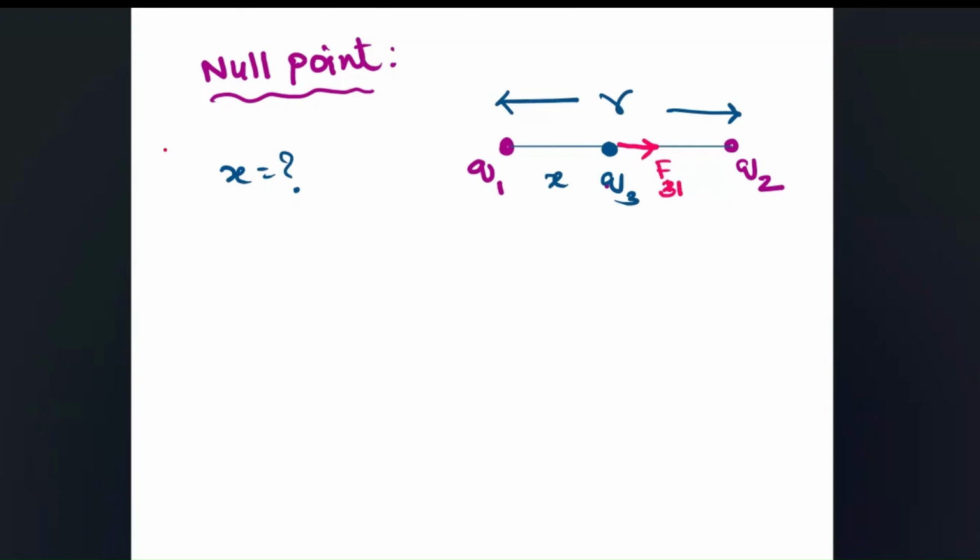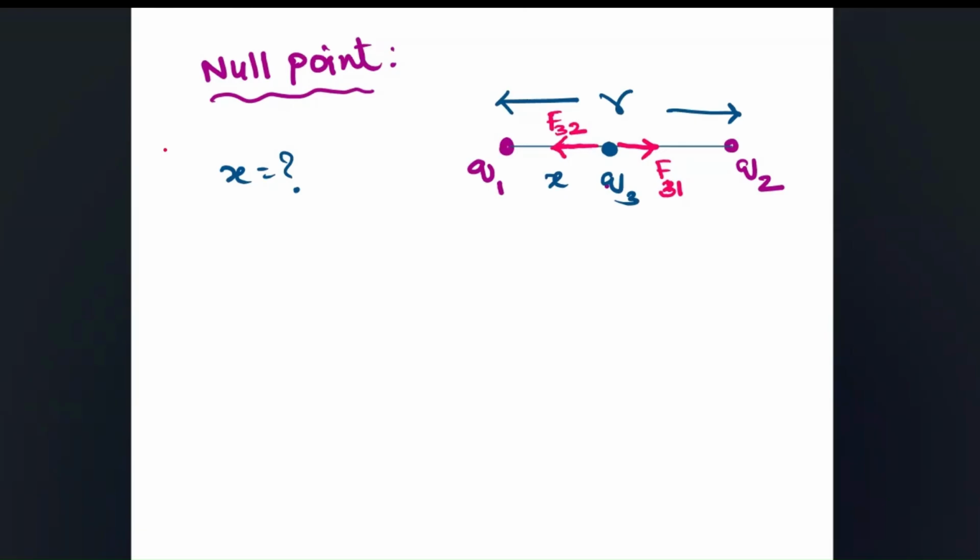The direction of repulsion is in the direction from 1 to 3, the line joining 1 to 3. That is what I drew. Next, what is the force acting due to Q2 on Q3? It is again repulsive because both are positive charges. The direction is from 2 to 3. So this is F32, the force on 3 due to 2. Both are acting opposite to each other.